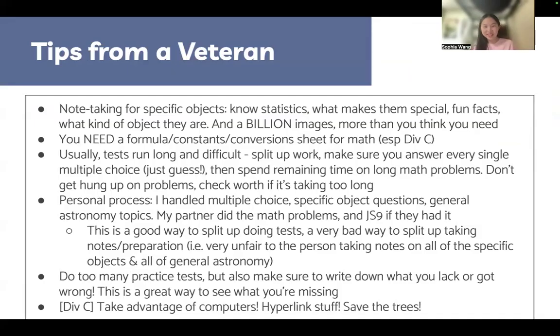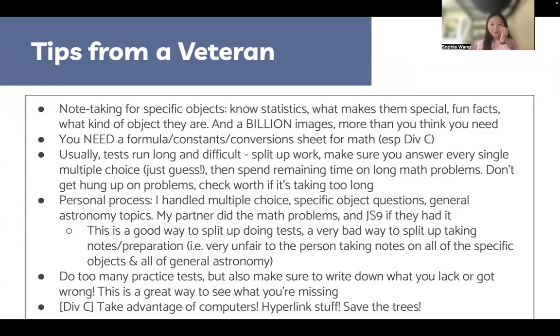So first off is about note-taking for specific objects, and this is about everything you need to know for them. I've already said you need as many pictures as humanly possible, but you also need to know general statistics, what makes them special, fun facts, what kind of object they are. Usually if they're in your specific objects list, it's because they're special. They put them there for a reason. Something about them is unique or extraordinary or worth looking at, or they're just very new. That's also possible. And also, yes, a billion images of everything possible in that object, around that object, anything to do with it.